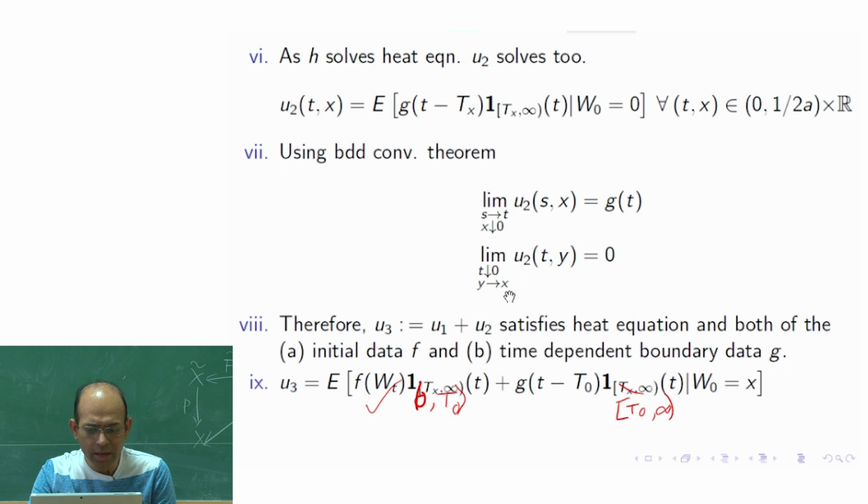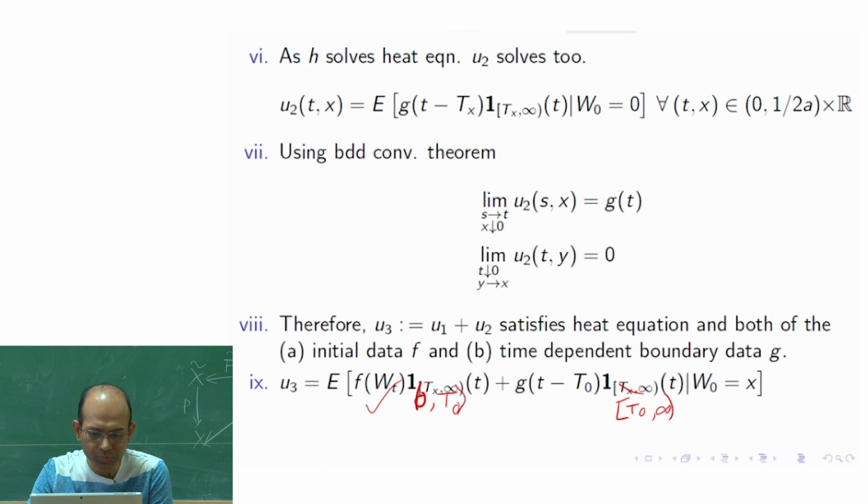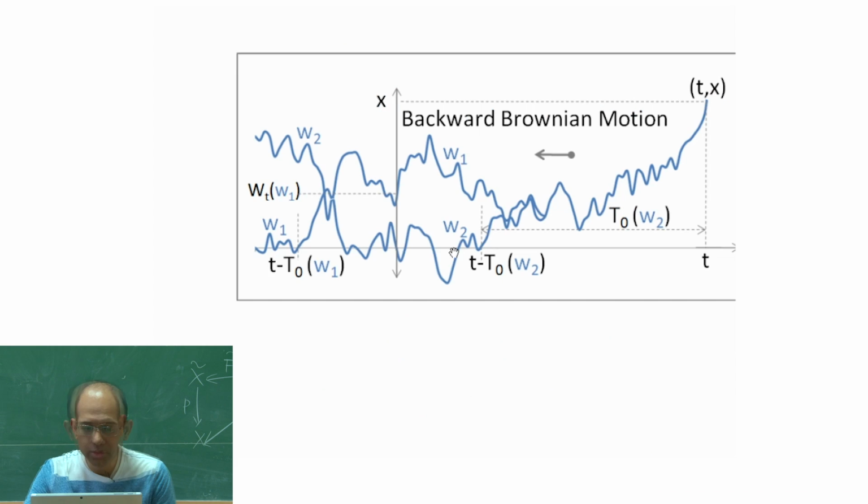On the other hand, for W2, T0 is smaller than small t. So this part would not contribute, because small t is more than T0, and this indicator function would give you 0, whereas here you are going to get a non-zero value. It would be 1, and then g of t minus T0 would be there. And g is defined on the boundary. So this t axis is the boundary of x, correct, all the time.